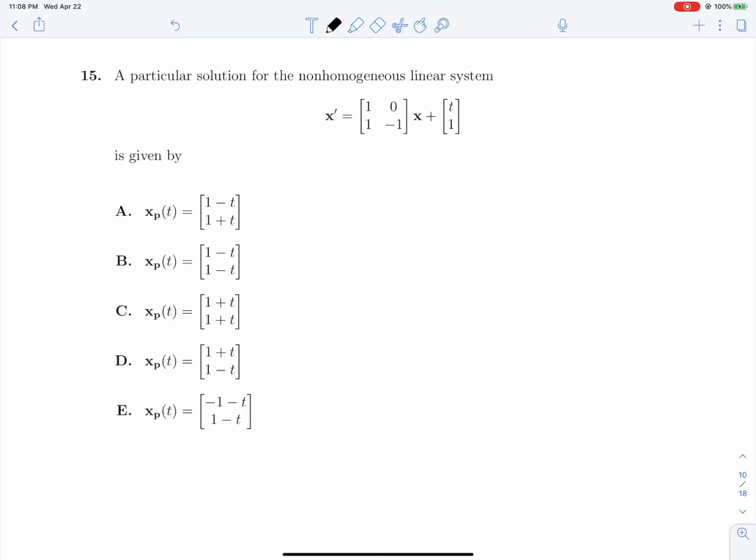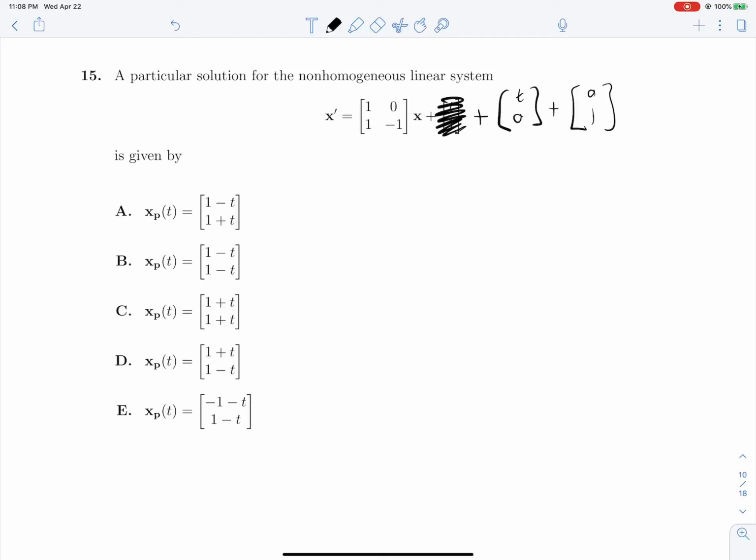Number 15, let's find a particular solution to this non-homogeneous linear system. The thing that makes these questions feel not so good sometimes is when you try to guess too much stuff at once. So what we're going to do is get rid of t1, replace it with (t, 0) and (0, 1), and then we're going to solve this whole thing in two steps.